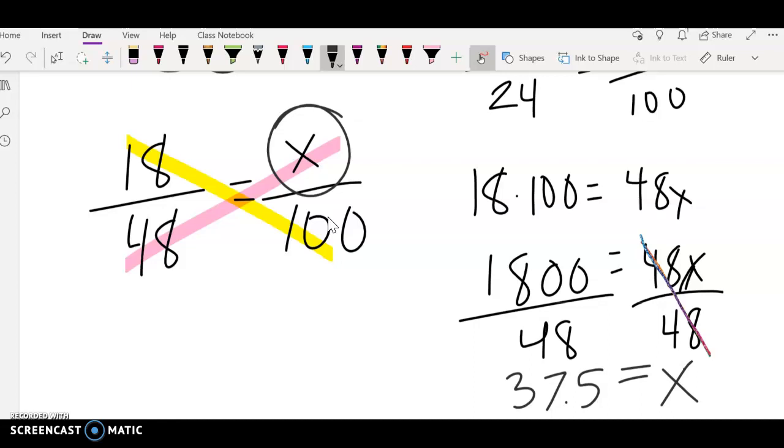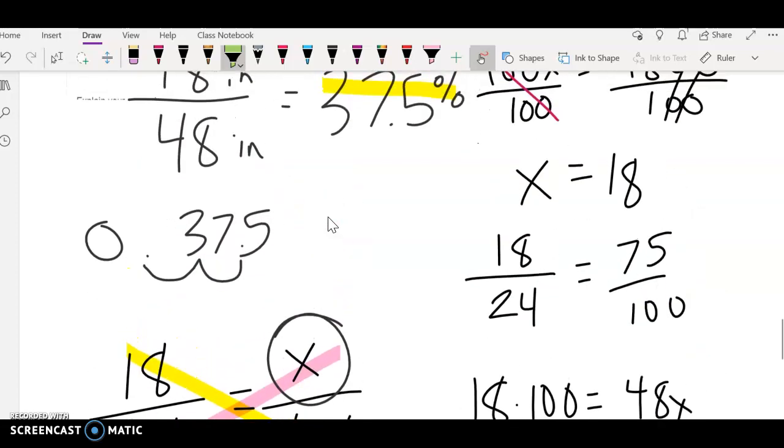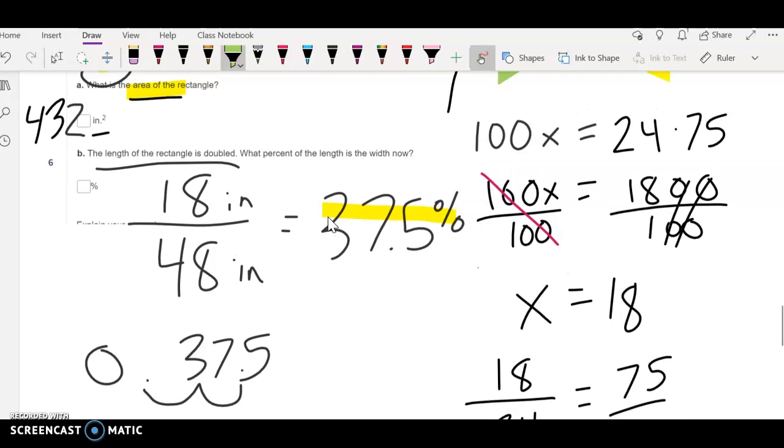I would highly, highly recommend practicing using both methods because then you can double check your answer. I'm pretty confident, since we got this using two different methods, that this would be the correct answer.